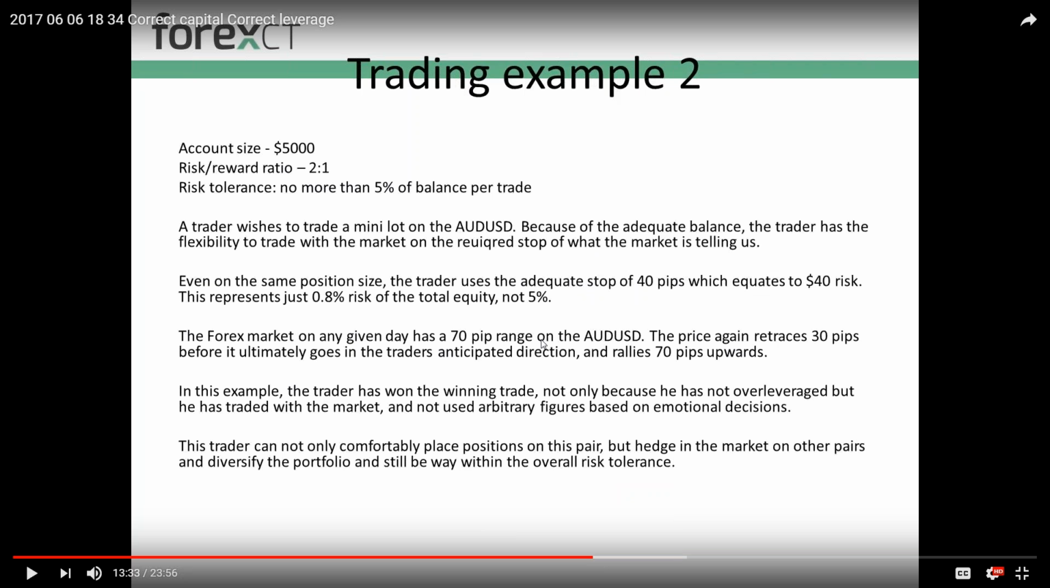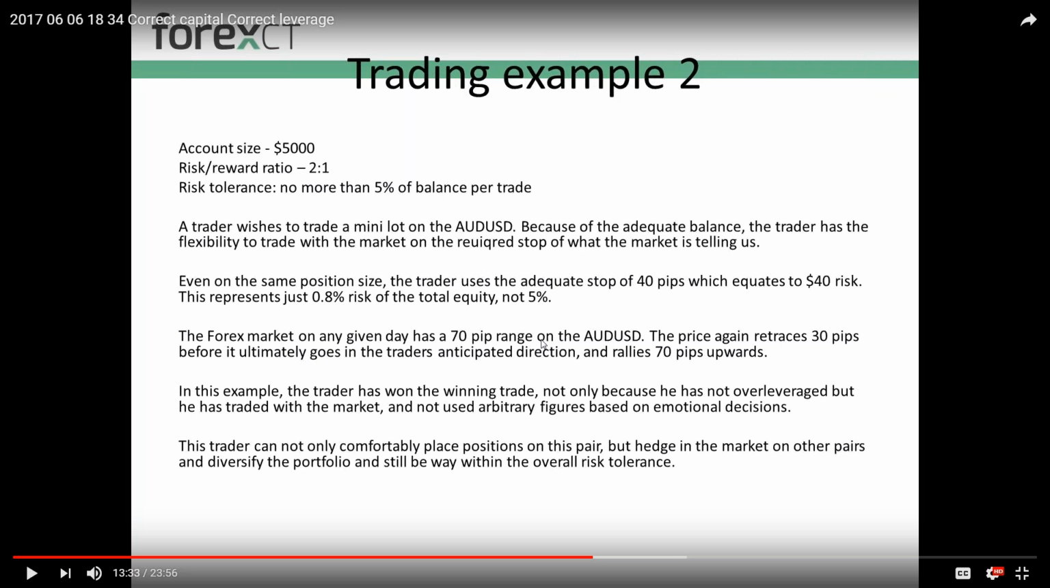In the second example, we have an account size much larger, 10 times more at $5,000. We have a risk-reward ratio, yet again at 2 to 1. Risk tolerance no more than 5% of balance per trade. Now, in this example, the trader wishes to place a mini lot on the AUD yet again, the same position size. This illustrates a very important point: having more in your account doesn't mean that you have to trade more in volume. You can trade the same volume, but on a larger balance.